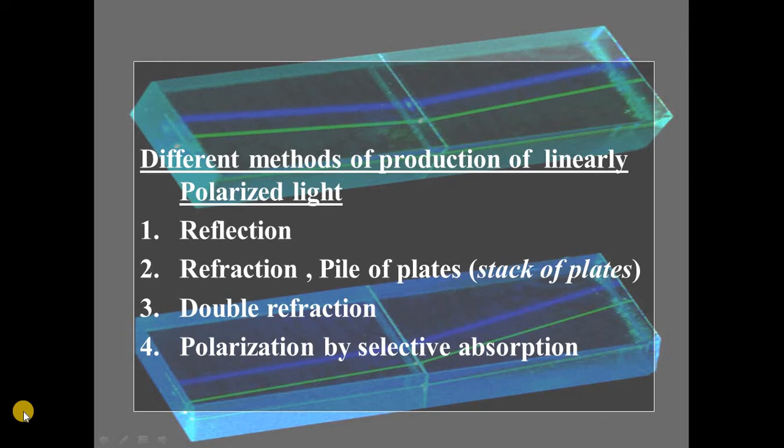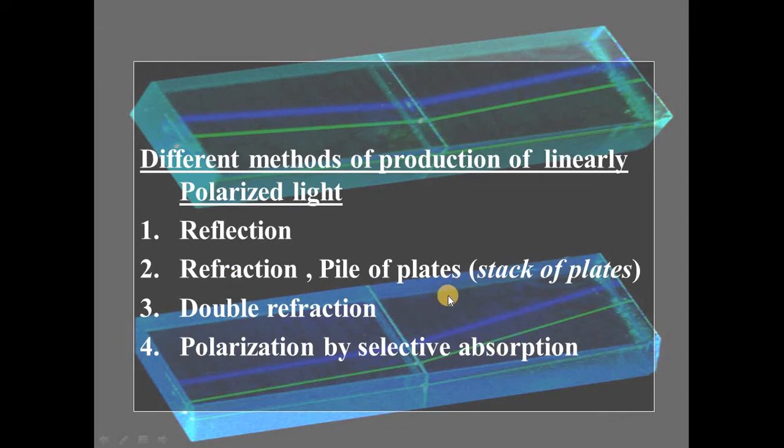Different methods of producing linearly polarized light, that is polarization by reflection. We have discussed that in our previous class, and in this regard we have discussed Brewster's law and Malus's law. Okay, so next we are going to discuss polarization by refraction, that is pile of plates and stack of plates. Then we'll discuss double refraction, then polarization by selective absorption.